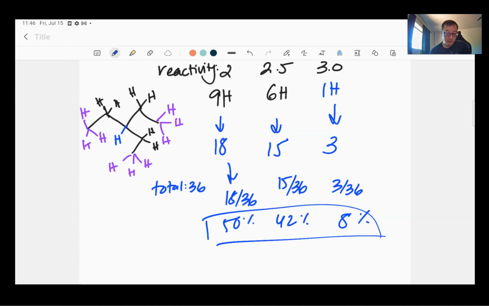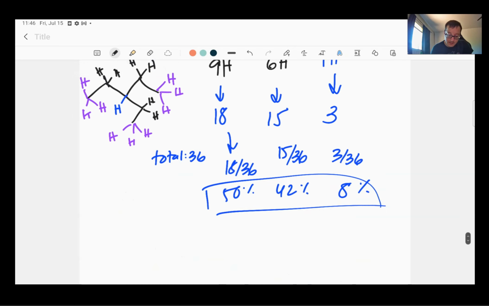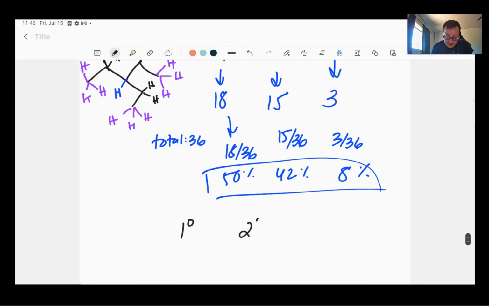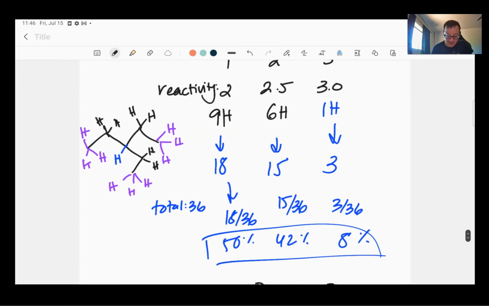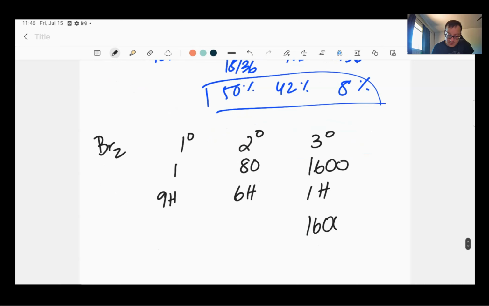If we wanted to do bromination, we could do the same problem. Instead, our reactivities are just different. A primary would be about 1, secondary about 80, and tertiary 1600; these are roughly the selectivities for bromination instead. And we would do exactly the same thing. We've got 9 hydrogens, 6 hydrogens, and 1 hydrogen. So we have 9, we've got 480, and then we've got 1600.